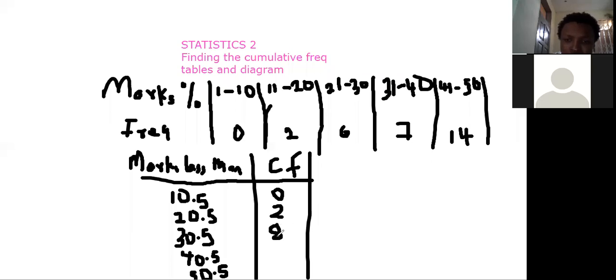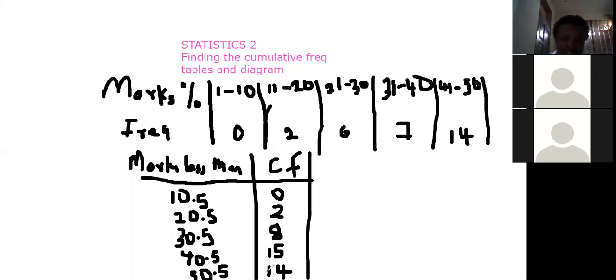Then from there, this 8 we had here, we come and add it to this 7. That will give us 15. Then this 15 here, you come and add it to the last one. That will give us 29. Sorry, 29. So this will be our cumulative frequency, CF. You know, it's very simple.